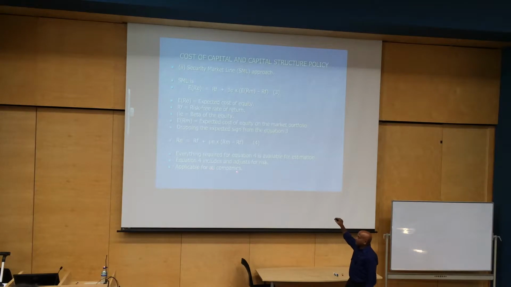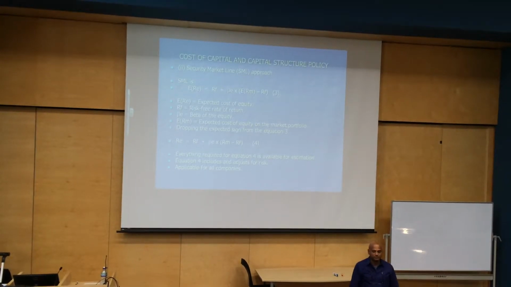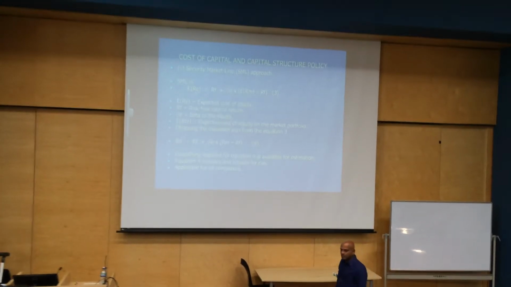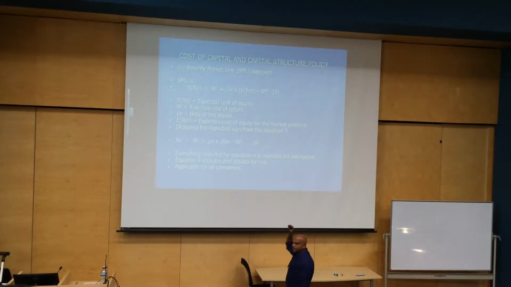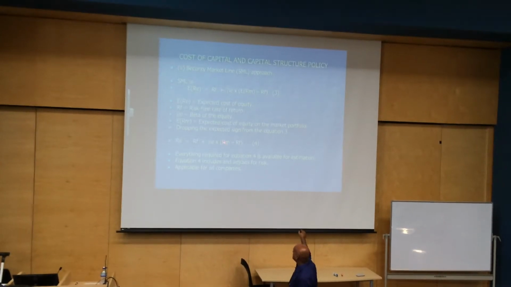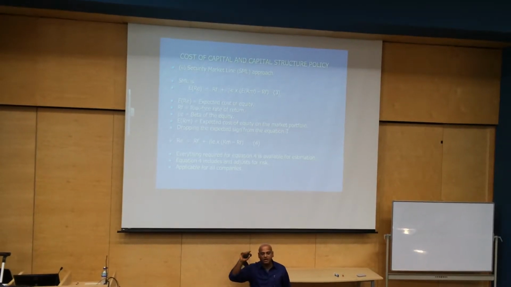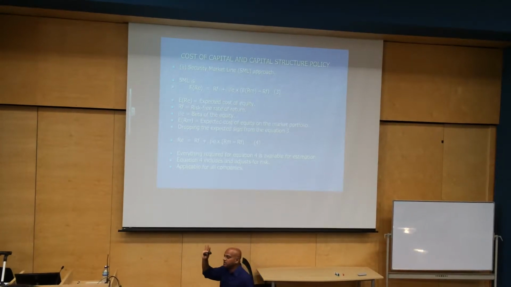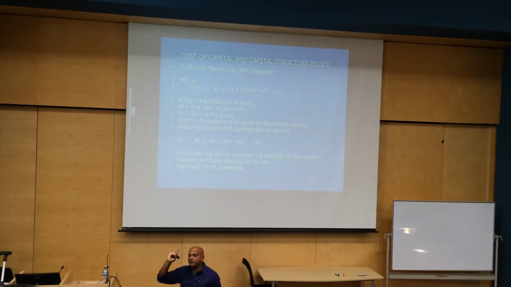And it applies for all companies. There is no limit. Whether they pay dividend or not, it doesn't matter. Okay. Company 1, company 2, and company 3 will have different returns. Look at equation 4. Company A, company B, and company C will have 3 different rates of return.